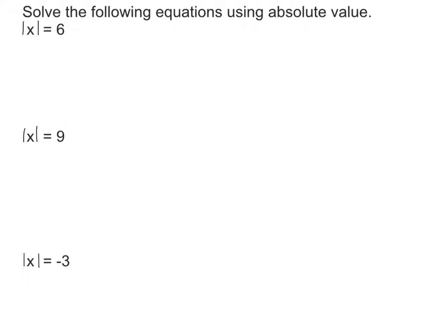So let's try these. Now we have some equations to solve involving absolute value. Notice we now have an equal sign, so our directions would change from evaluate to solve. So what we have first is the absolute value of x equals 6. So what I can do is read this as the distance from x to 0 is 6 units.